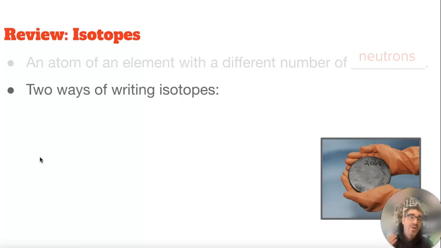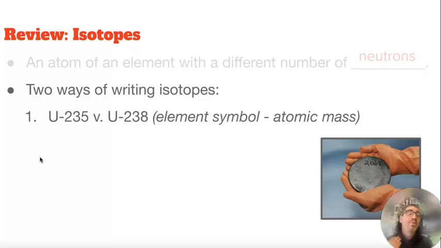Now, there are a couple of ways of communicating or writing isotopes. Probably the most common way that you're going to see is this one, where you have the element symbol followed by the atomic mass of that isotope. For the example that we're looking at now, uranium, it can be either uranium-235 or uranium-238. Those are the more common ones. Actually, 235 is the one that's used in nuclear reactors.